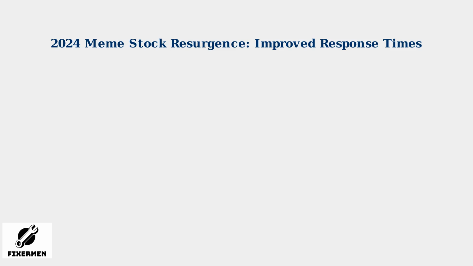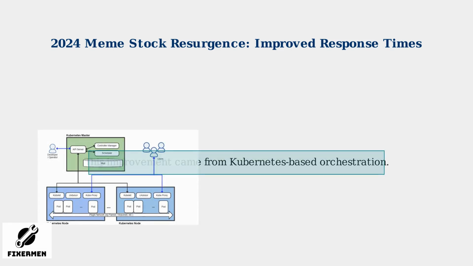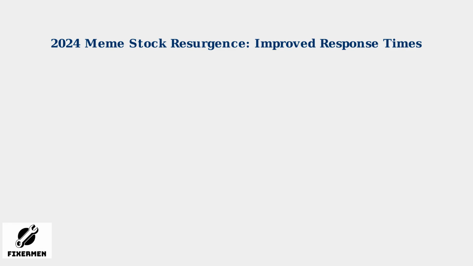This was possible thanks to their upgraded infrastructure using Kubernetes orchestration. The Kubernetes system allows automatic scaling and failover, ensuring quick recovery from server errors. This architectural improvement has made Robinhood more resilient to high traffic events.